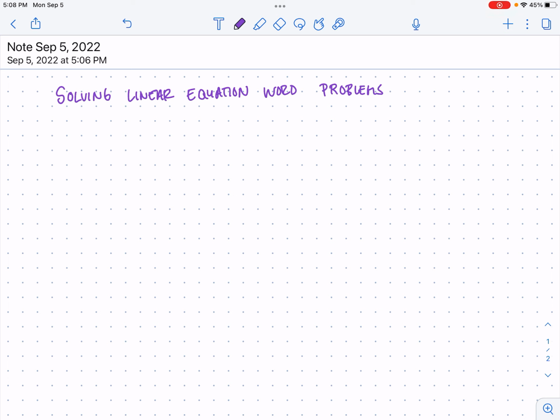We're going to look at using tables to solve these. So this is one way that you might choose to organize the information in a word problem in order to be able to solve it. So for some context, I'm going to give us an example problem.